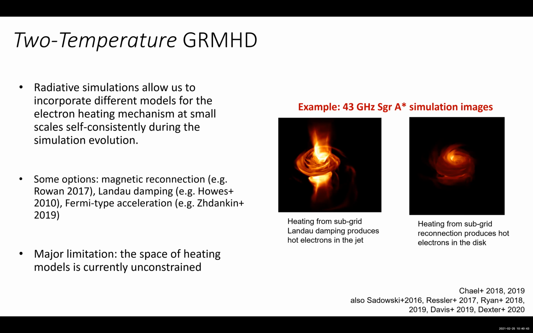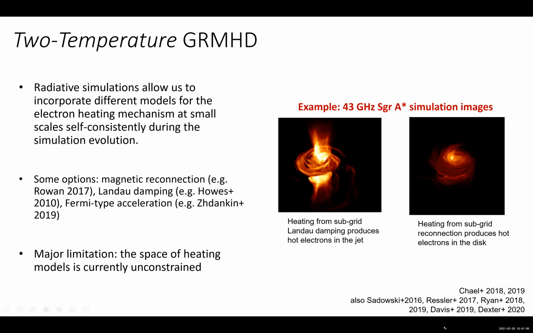And we can see just from this example of two Sagittarius A* simulations on the right that this can have a large effect. The type of heating that we apply can have a large effect on the results, where this Landau damping type simulation gives a much more jet dominated image at 43 gigahertz as opposed to a reconnection type simulation, which produces a much more disky image.